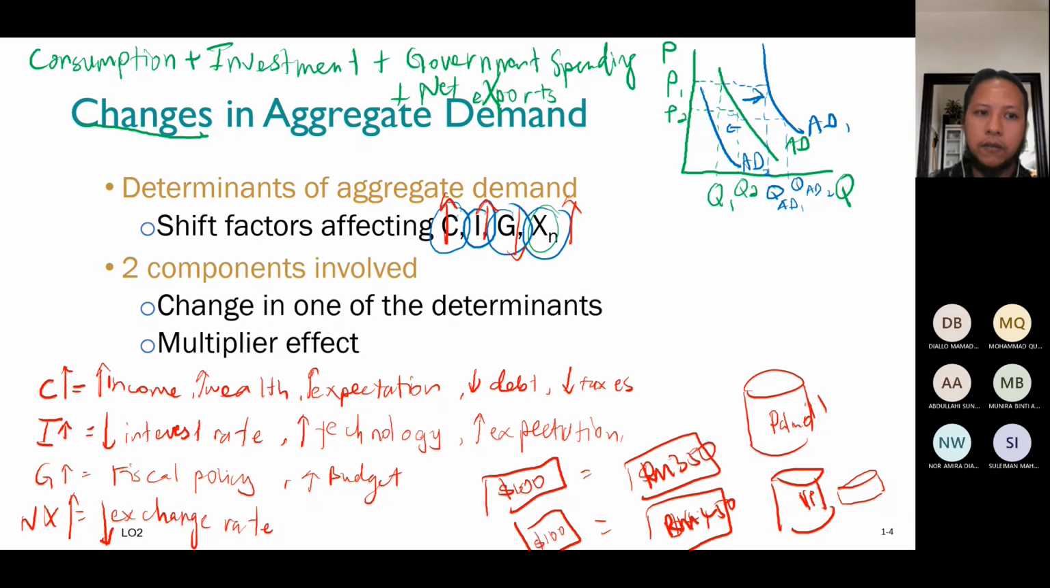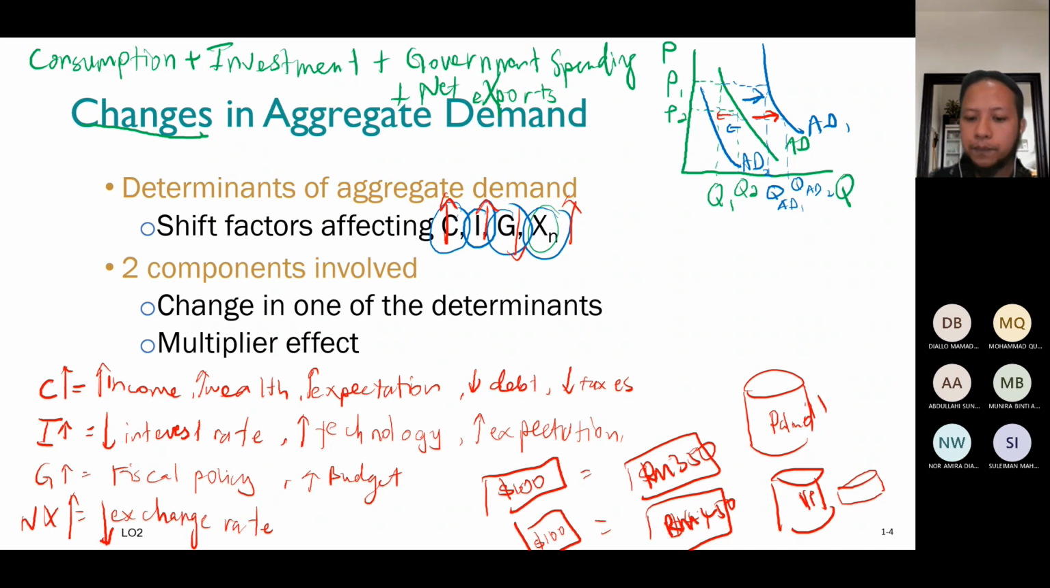Right? So if consumption increases, investment increases, government spending increases, net exports increase, this will shift the aggregate demand to the right. When the components increase, it will shift the aggregate demand to the right. When they decrease, or net decrease, in terms of when you add everything together, it will shift the aggregate demand to the left.